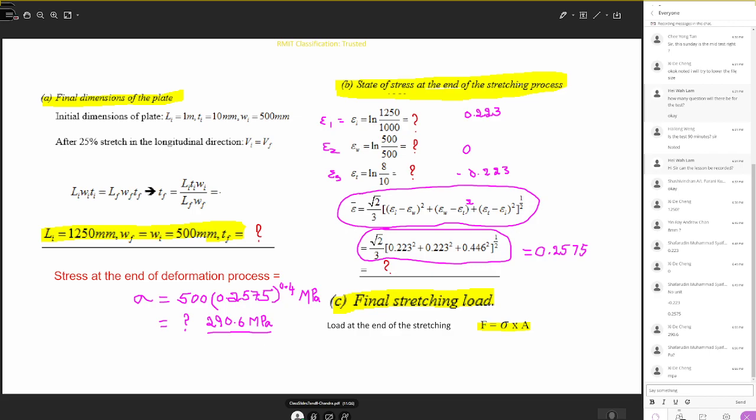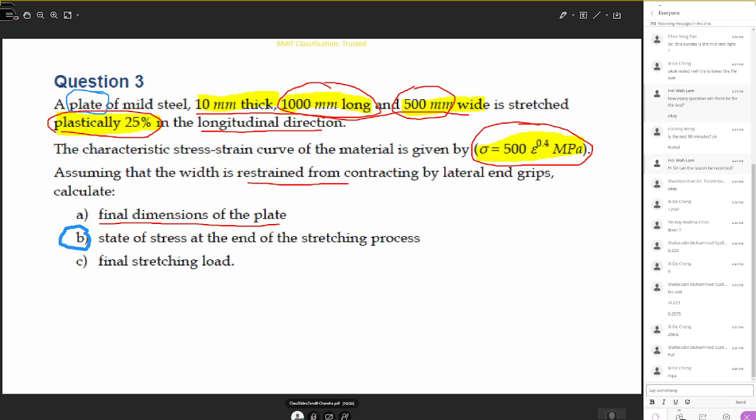All right, so this is the stress at the end of the deformation process. Now, after that, let us see the third question. The third question asks, what is the final stretching load? That means you need to calculate the force acting on the plate when the plate is stretched 25% plastically. We know the effective strain, we know the stress at the end of the process, so you should be able to calculate the final stretching load.